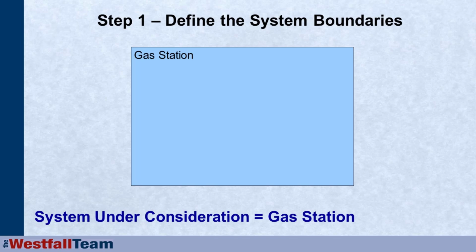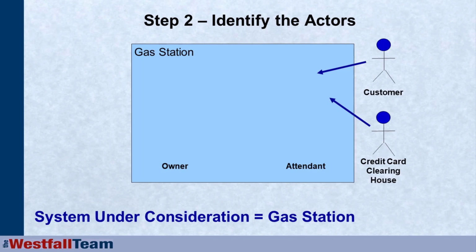So let's start with step 1, defining the basic boundaries of a use case and defining the boundaries of your system. Where the use cases are depends on what system under consideration you're even considering. For example, if we consider the entire gas station, then actors or outside entities would be things like the customer or the credit card clearinghouse that are outside the boundaries of that system. And they would do start-to-finish interactions with that entire gas station.